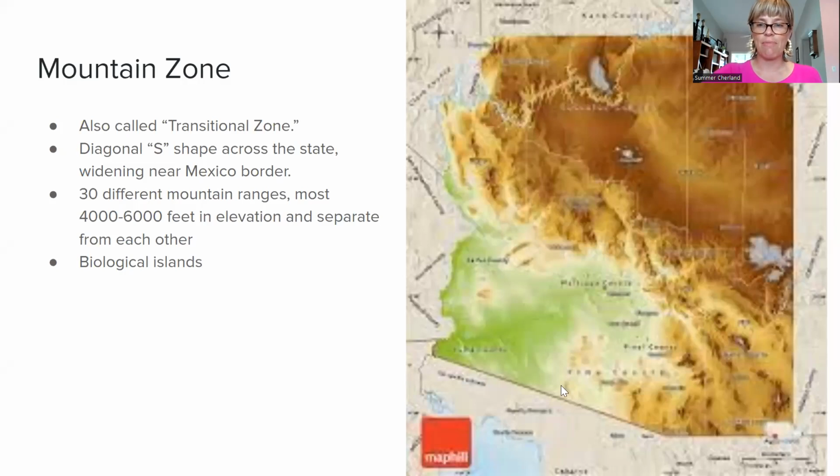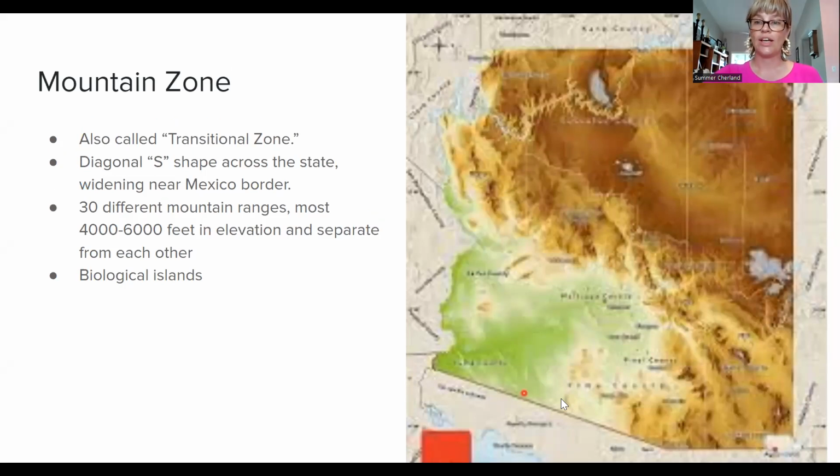So now let's talk about the mountain zone. Again, look at this map. Now, I chose this map. I know it's ever so slightly blurry, so it's probably not helpful in terms of locating specific locations, but I just thought this was such a good map to show you those mountains that really are cutting diagonally halfway through the state. This is called the mountain zone. It's also called the transitional zone.